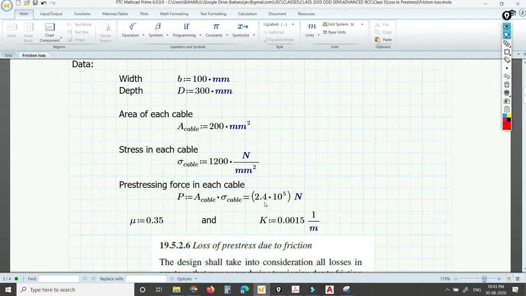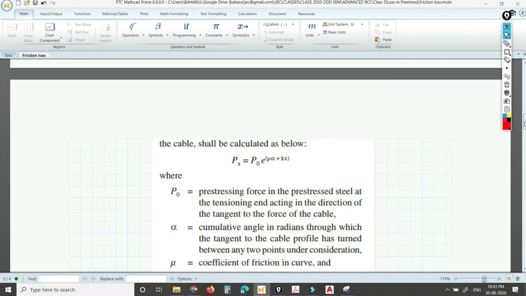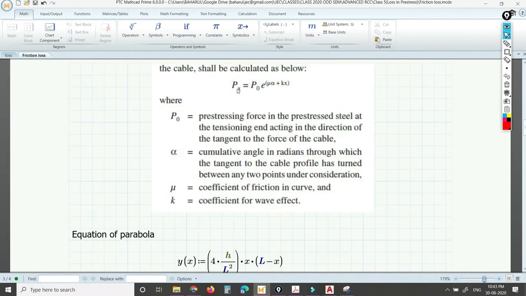Before going to the problem, let's look into the clause. You can find the clause in IS 1343 2012. The clause number is 19.5.2.6. The equation for finding the losses due to friction is given by Px is equal to P naught into e to the power mu alpha plus Kx. Here a small mistake is there. It should be Px is equal to P naught e to the power minus mu alpha plus Kx.